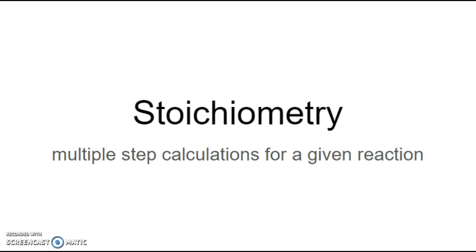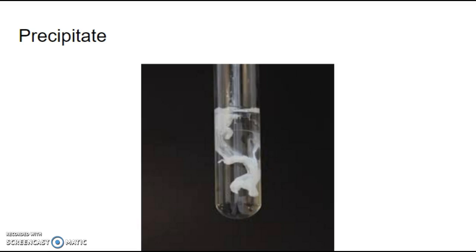So we are going to take a look at a reaction that forms a precipitate. If you recall, a precipitate is a solid that's formed when two aqueous solutions combine and react together. It looks a little bit like this. The white swirl in the middle, that's the solid precipitate, and it's in a clear solution, most likely an aqueous solution.